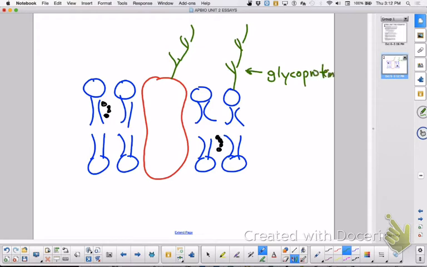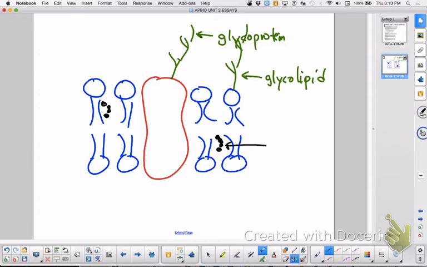I'm sorry. Let me move this over here. Glycoprotein, and this would be called a what? Glycolipid. Good. Okay, because it's attached to a lipid. What is this right here? Cholesterol. And what is this right here? A protein. Good. And what is this right here? Phospholipid.